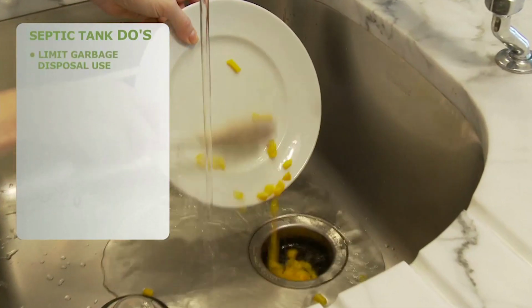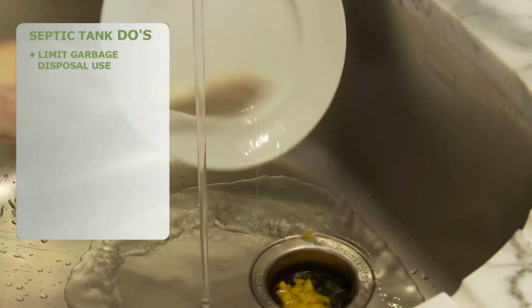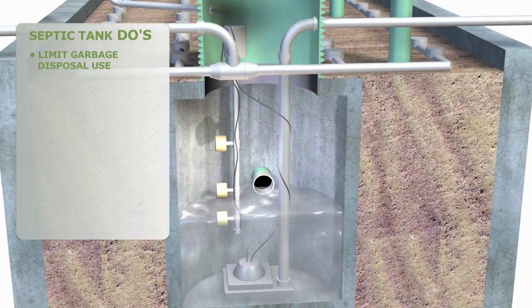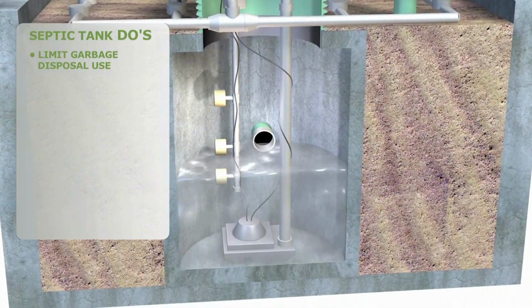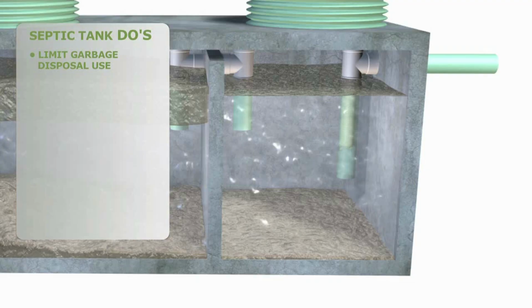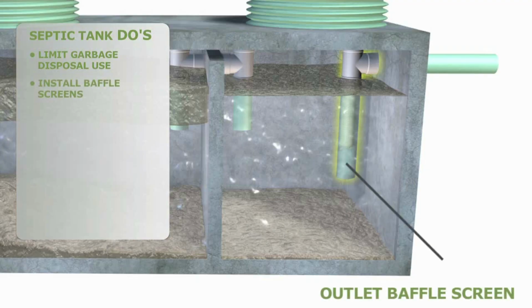Let's talk about what you can do to protect and care for your system on a daily basis. Garbage disposals grind up unprocessed food and fine particles, which can clog components of your system like pumps or even drain field pipes and soil. Use it sparingly. An alternative is to compost. Make sure you have an outlet baffle screen installed to protect the drain field.